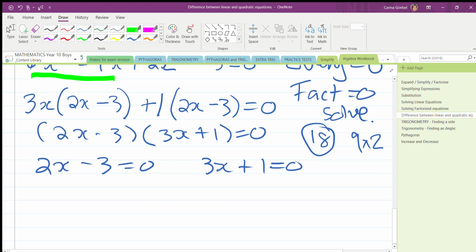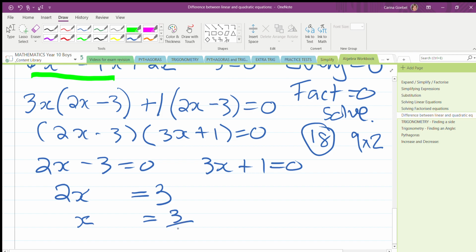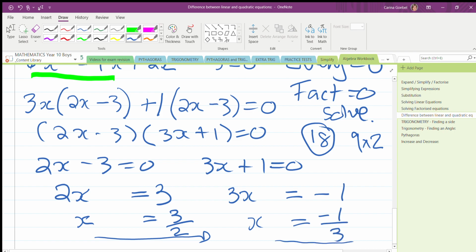So how do we do this? A normal little linear equation. So you leave your 2x there, you move your 3 across, it becomes plus 3. It's 2 times x, so therefore we're going to be dividing by 2. So it's going to end up as 3 over 2. You can write it as a decimal or a fraction, it doesn't matter. Just make sure it's always simplified. 3x, you move the plus 1 across, it becomes minus 1. Again, divide by the 3, so that is minus 1 over 3. And there are your two solutions.